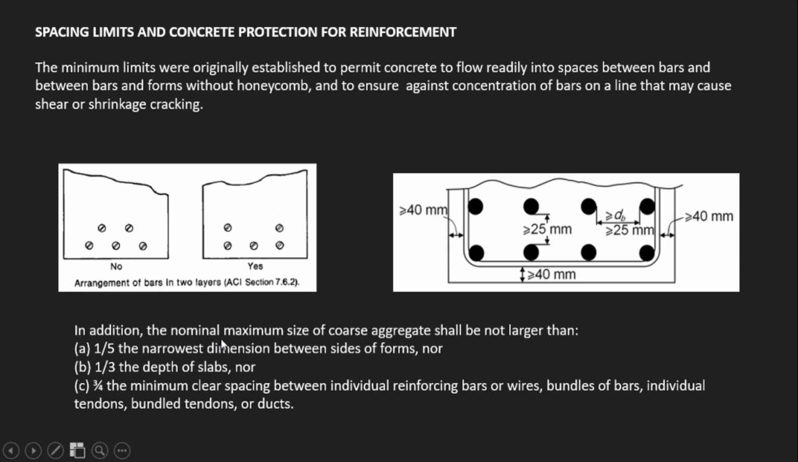In addition, the nominal maximum size of coarse aggregates shall be not larger than, so we also have a limit on our aggregates, which are the gravel or crushed stones. It should not be larger than any of three conditions. It should be less than or equal to 1/5 of the narrowest dimension between sides of forms, or 1/3 of the depth of the slabs. Usually, our slab depth is at least 100 mm, so the aggregate should not be larger than 1/3 of that. This is the average diameter of our stones. And 3/4 of the minimum clear spacing between individual reinforcing bars or wires.